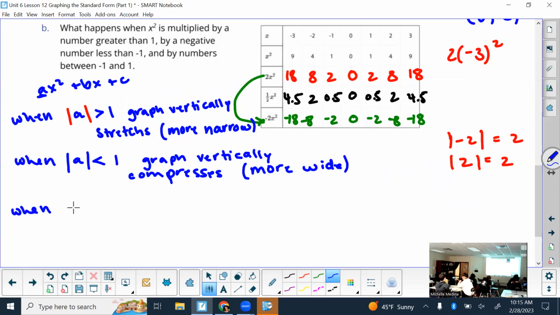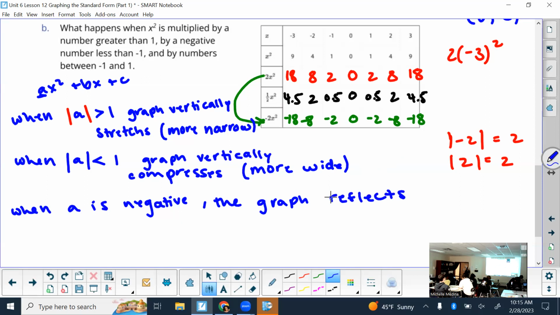All right, now when A is negative, what happens to the graph? It flips. And yeah, it would be downward or this. So when A is negative, the graph reflects is the proper term. All right, so it's not that it's smaller than 1 or bigger than 1 that it makes it flip. It's if it's negative that it makes it flip.